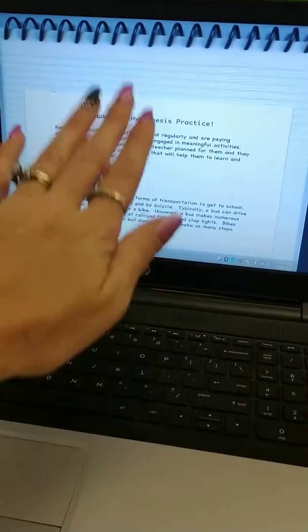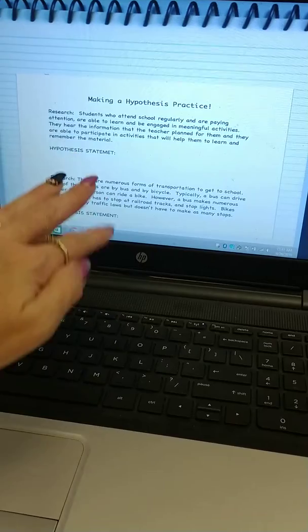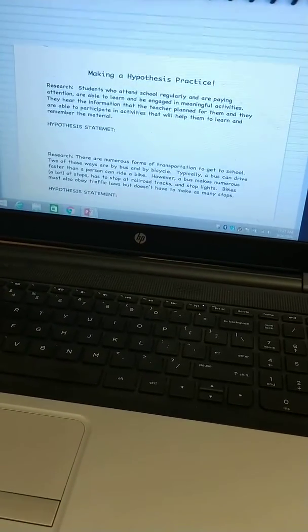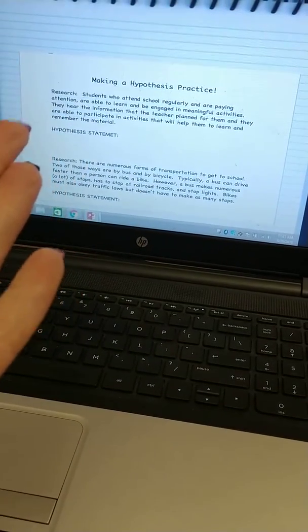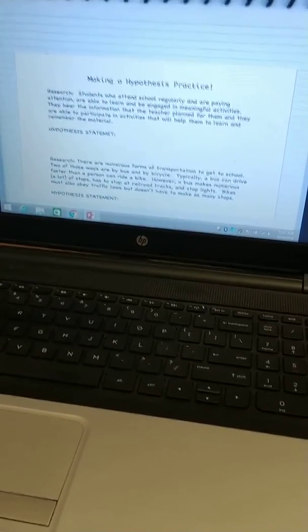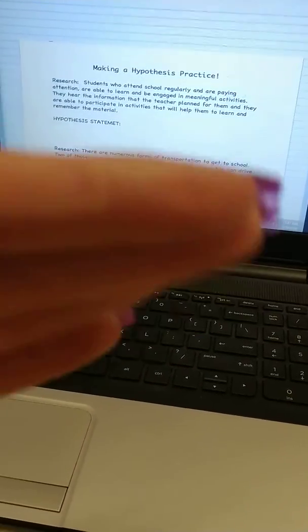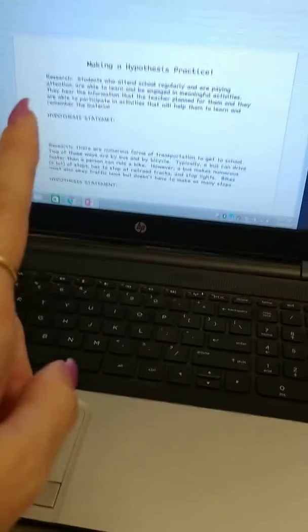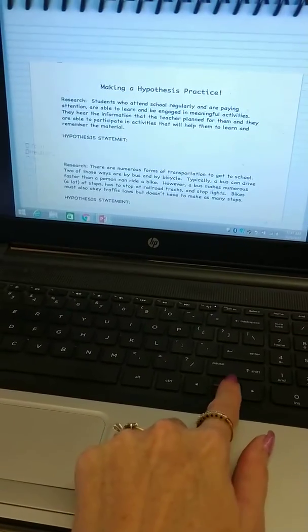These were the two task cards. Each kid was given a task card and they had to read the information. And then after they read the information, they were supposed to create a hypothesis and write it in their notebook. And I will be looking for the task. It should be in there.